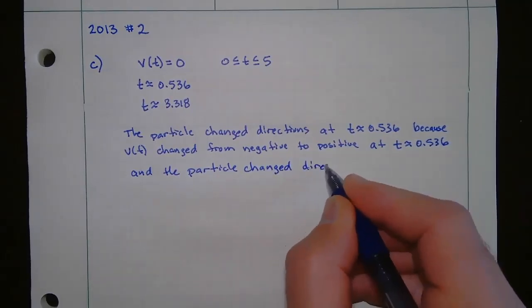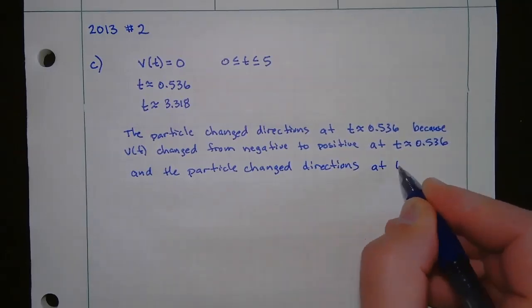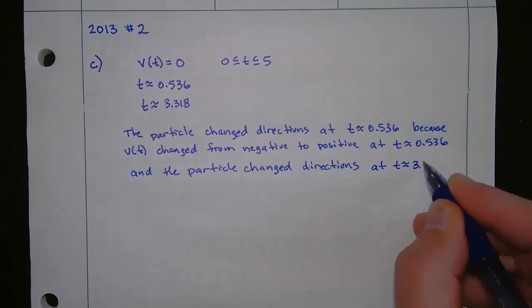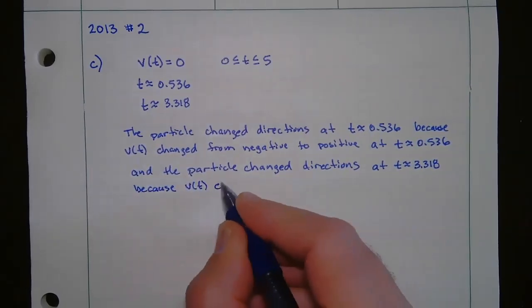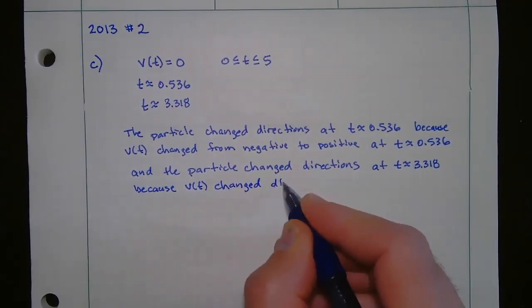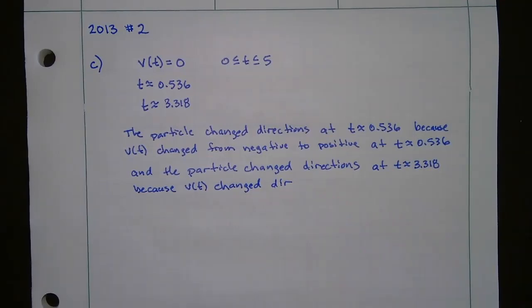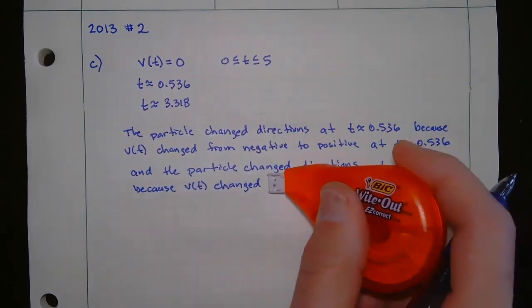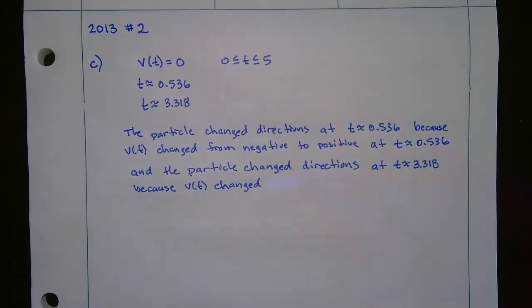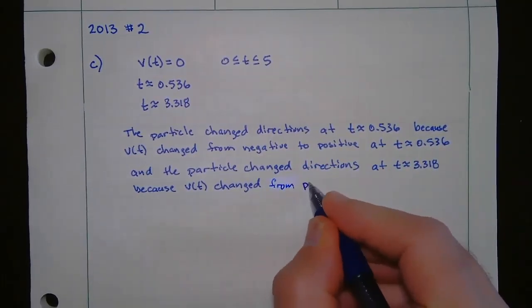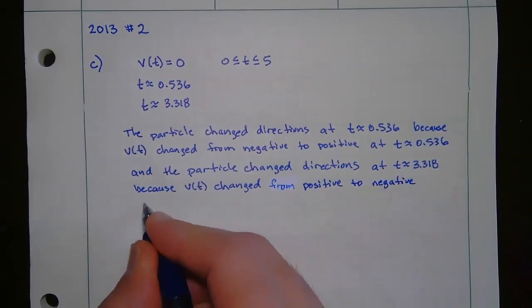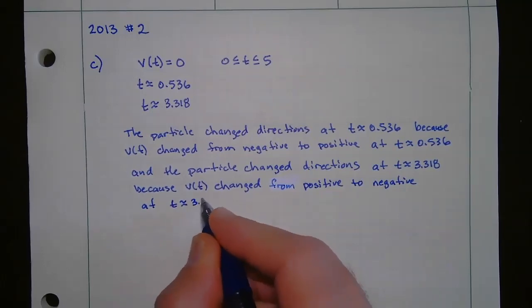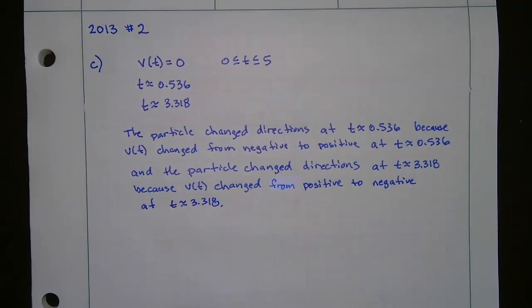You could write 2 sentences for this too. So, changed directions at t is approximately 3.318 because v of t changed signs, or changed from positive to negative at t is approximately 3.318. And that's answering it, giving the answers with the justification that it asked for.